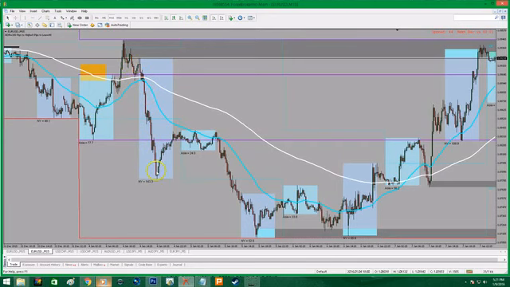New York drops all the way, small retracement, right? In the Asian session, notice something: they start working the 50 EMA. So these moving averages are pretty powerful if you know how to use them. We're on the 15-minute chart.